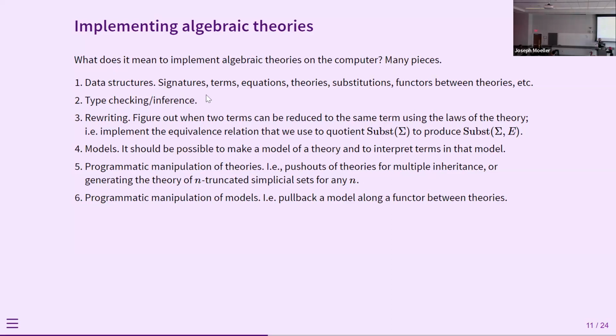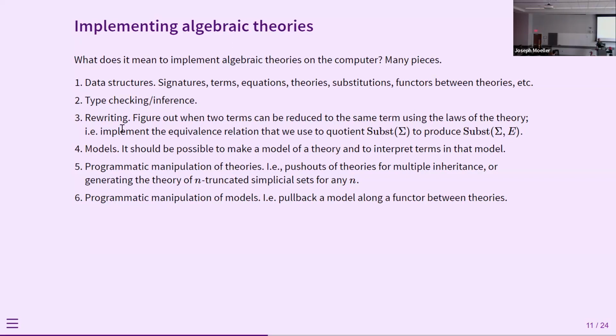But also, you need all those data structures, but then what functions do you have on those data structures? Well, type checking and inference. Even if you only have a finite set of sorts, it's important to figure out, given a term, what sort that's in. You also want to do rewriting. So when you have terms in an algebraic theory, and that algebraic theory has laws, you want to see whether your terms are semantically the same in any model. And that can be implemented by rewriting, which, if you saw Priya's talk, is another application of rewriting.